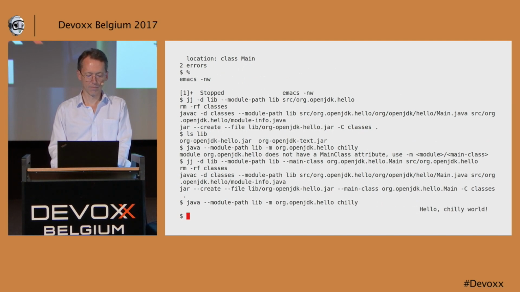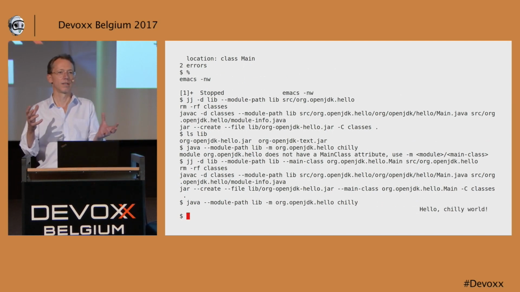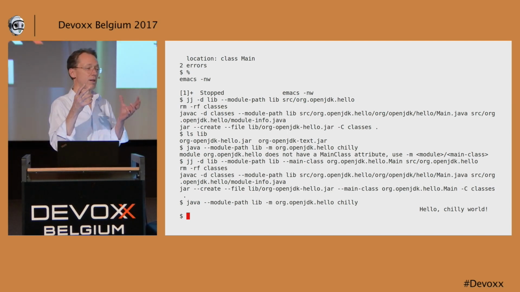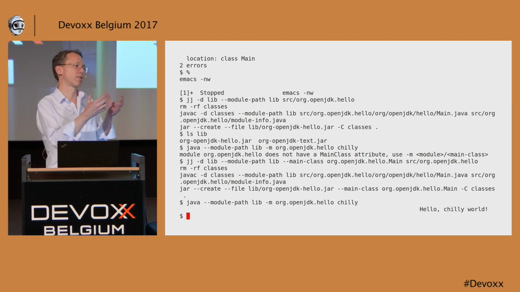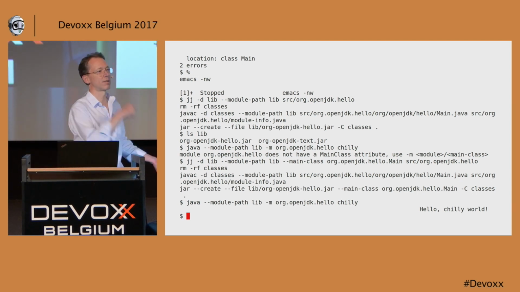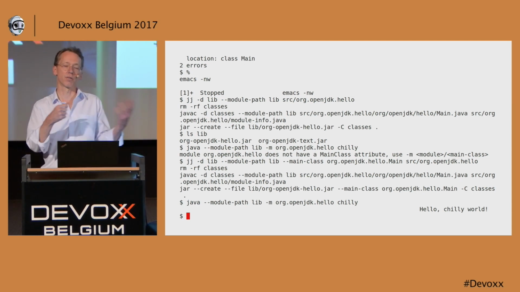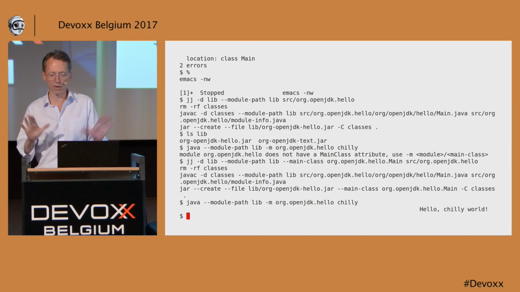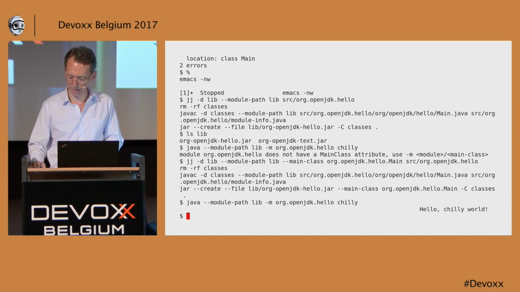There we go. So at runtime, the module system finds org.openjdk.hello. It sees that org.openjdk.hello requires org.openjdk.text, so it loads that module up too, connects them together. It interprets the exports to set up the access control, and all is good, and we get to write our little hello chilly world message.